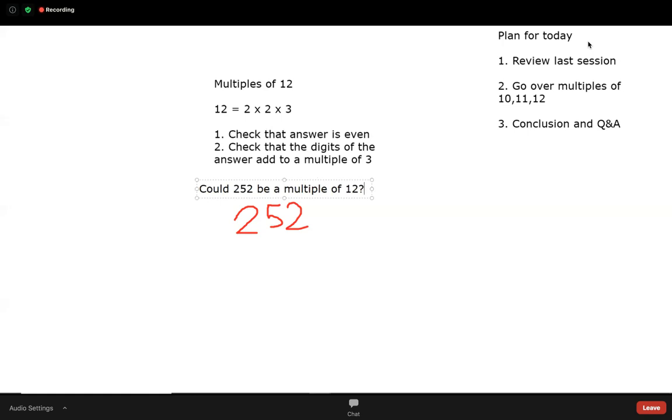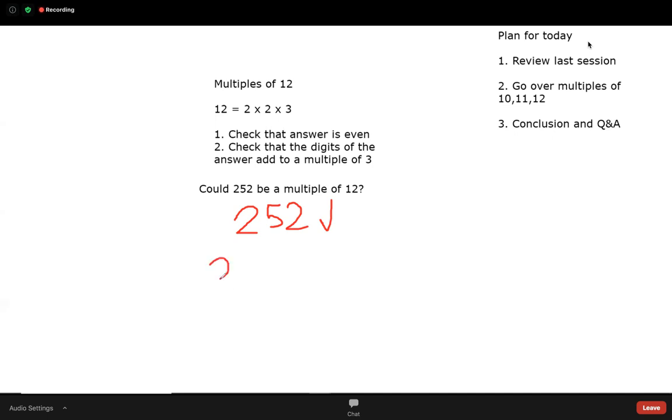Okay. So remember, the way we're going to check it is by doing both of these checks, and you need both of them to be true. This time I'm seeing about 90% yeses, 10% nos. So let's check it out. First of all, we look to see if it's even. So we look at the last digit, which in this case is a 2. So if the last digit is a 2, then it will be even.